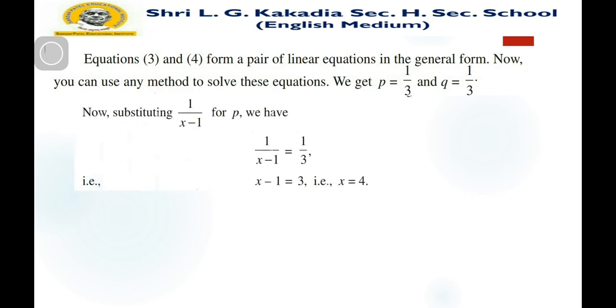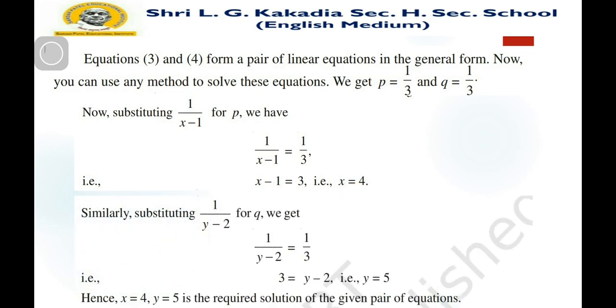Now substituting 1 over x minus 1 for p, we have 1 over x minus 1 is equal to 1 over 3. Now taking the inverse, we get x minus 1 is equal to 3, that is, x is equal to 4. Similarly, substituting 1 over y minus 2 for q, we get 1 over y minus 2 is equal to 1 over 3, and hence 3 is equal to y minus 2, that is, y is equal to 5.